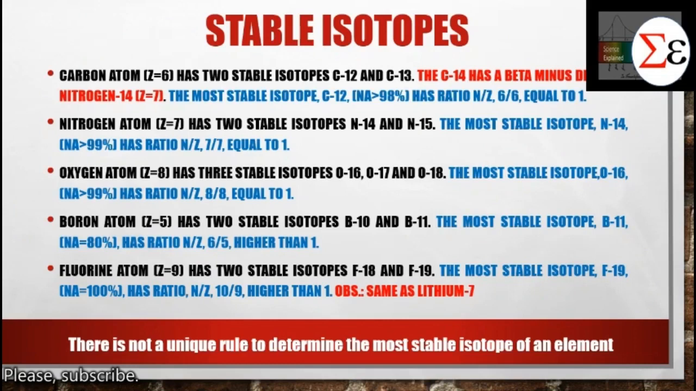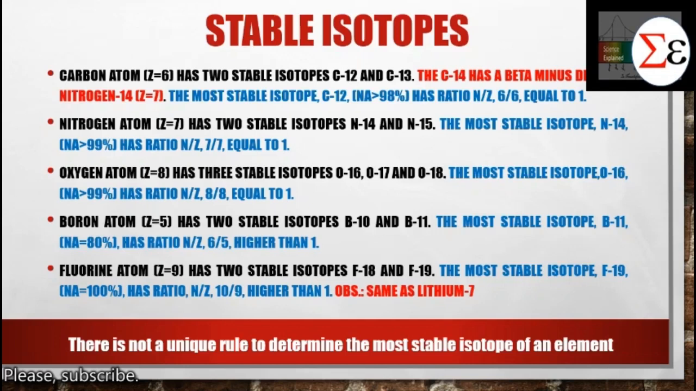Nitrogen atom Z7 has two stable isotopes as well, N14 and N15. The most stable isotope is N14 with natural abundance greater than 99% and has a ratio N over Z, 7 over 7, equal to 1. Oxygen atom Z8 has three stable isotopes, O16, O17, and O18. The most stable isotope, O16, natural abundance greater than 99%, has the ratio N over Z, 8 over 8, equal to 1. All of these three examples have the ratio N over Z equal to 1.